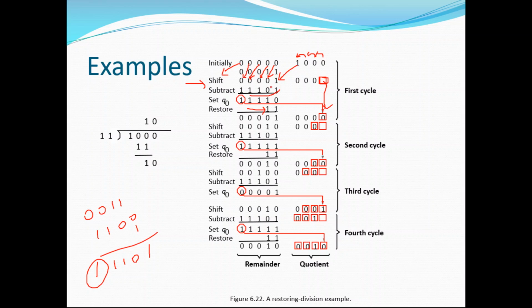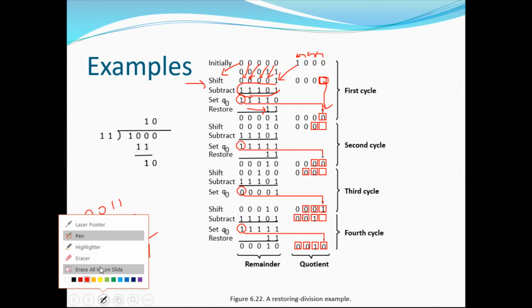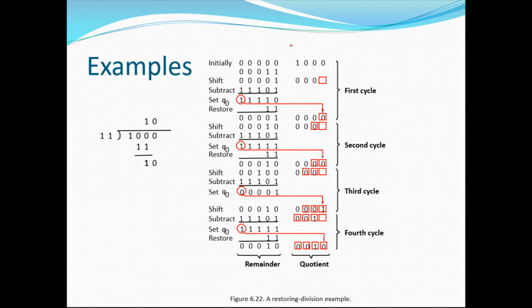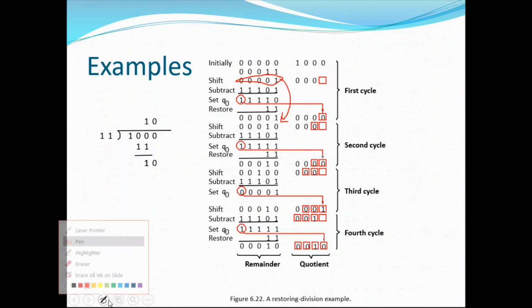So if you see, whatever the previous value of a was immediately after shifting, that same thing is restored here. That's what we are doing. If it is a negative number, we are restoring it, and for that we are doing this.